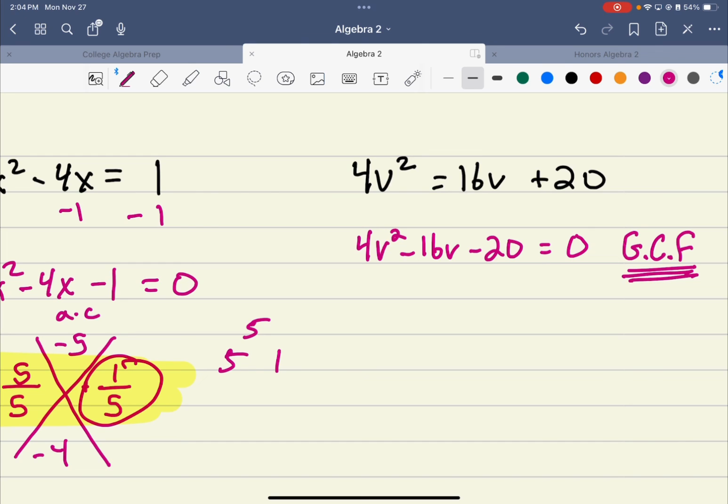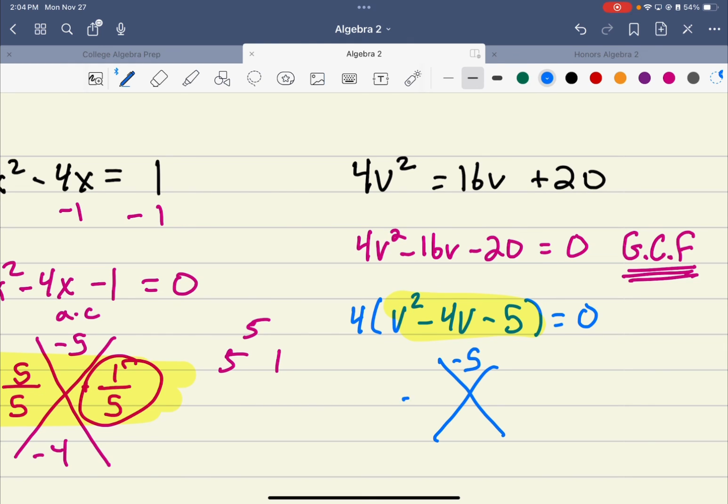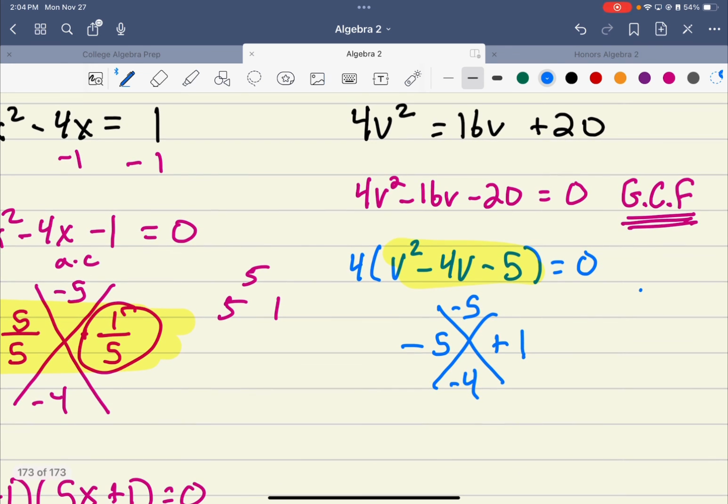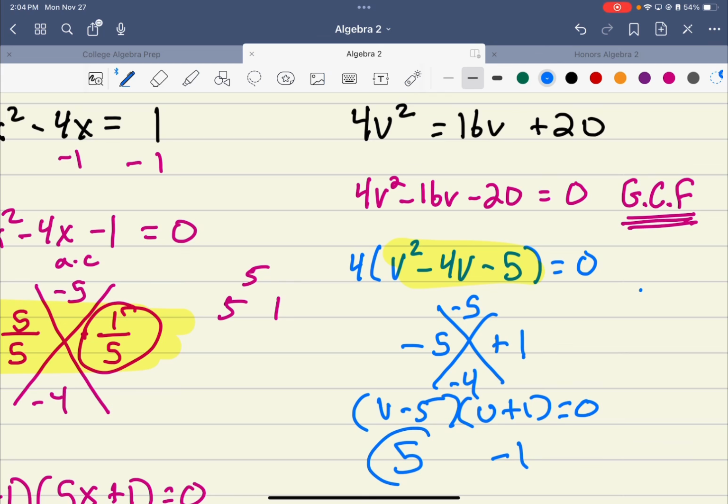What's the common factor? 4. So that leaves us with v squared minus 4v minus 5. Trinomial means try the x. So negative 5, so negative and positive, and negative 4. So negative 5, positive 1. That's our factors. So it's v minus 5, v plus 1 equals 0. So our solutions: 5 and negative 1. Okay.